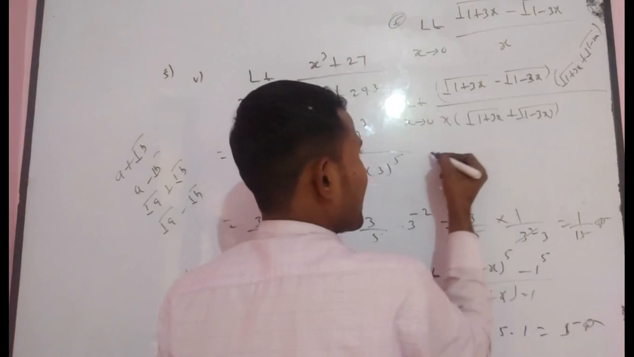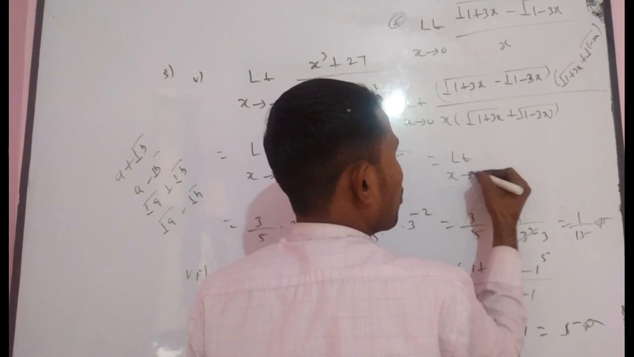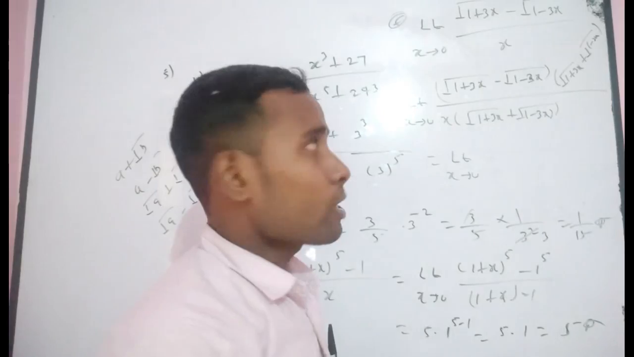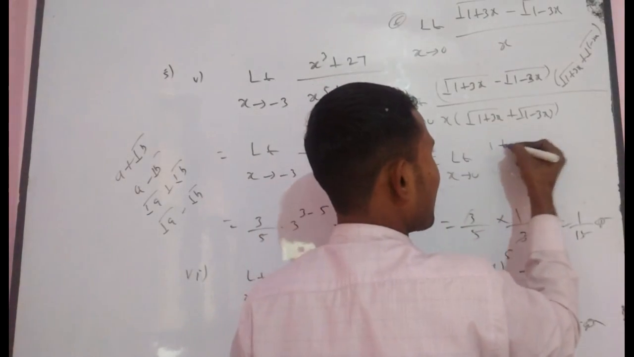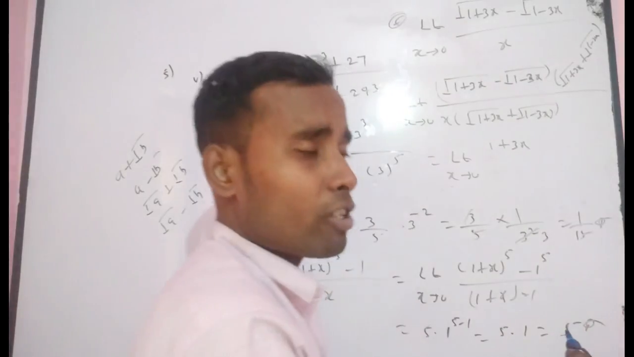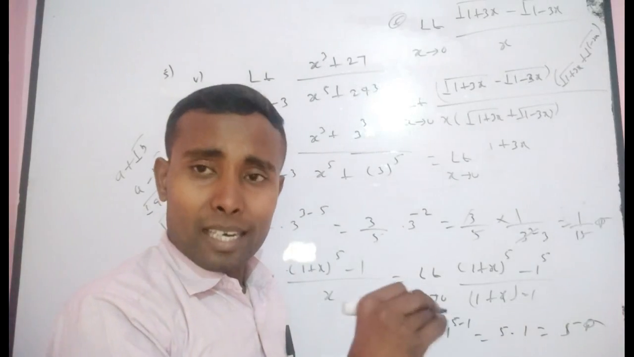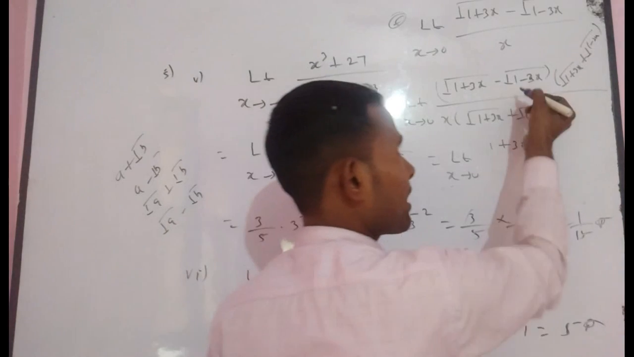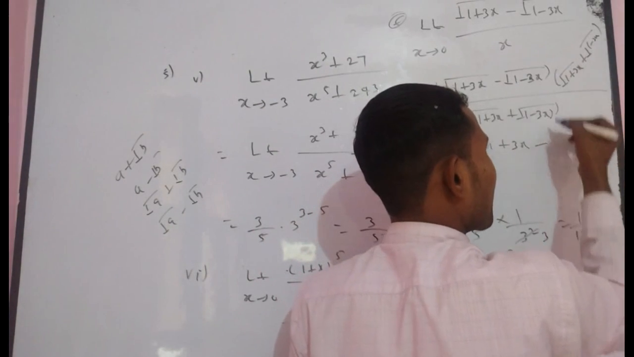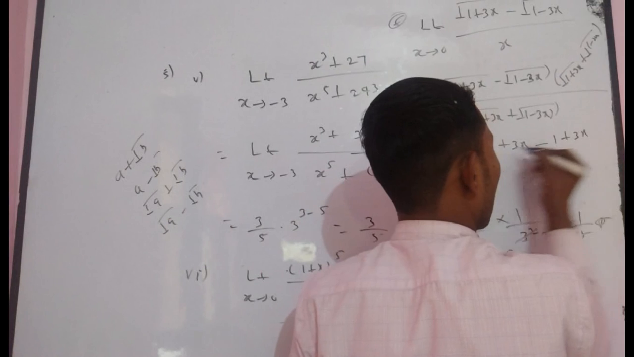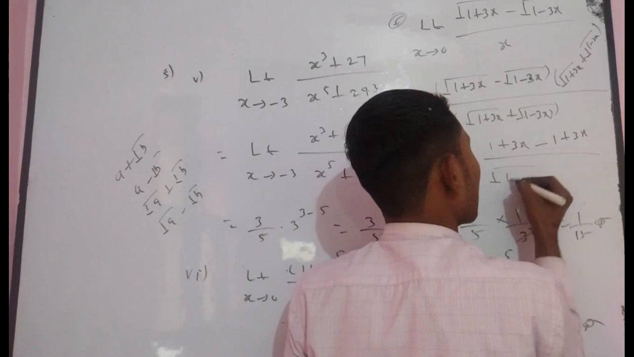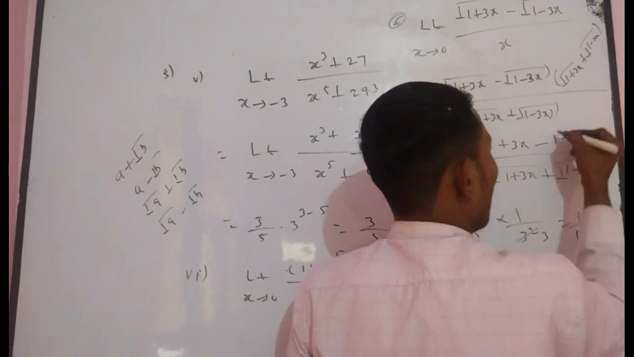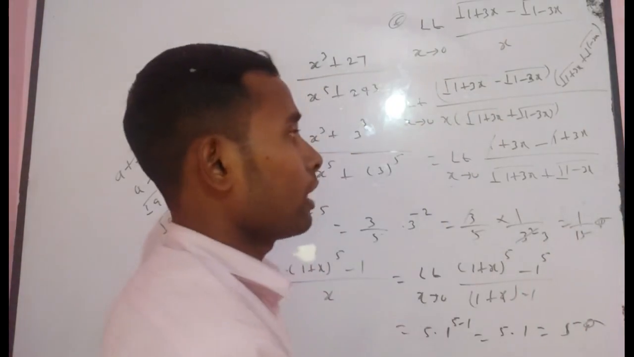In this case, it will be limit x tends to 0. Here a plus b into a minus b will be what? a square minus b square. That means 1 plus 3x minus 1 minus 3x; the square root sign will be removed. 1 plus 3x minus 1 plus 3x, divided by, in the denominator you simply get x times root under 1 plus 3x plus root under 1 minus 3x. Here 1 and minus 1 cancel and you get in numerator what?